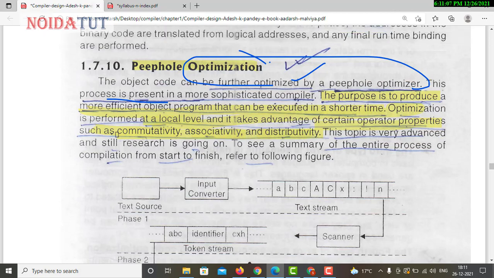Now, what is commutative, associative, and distributive? You remember these terms come from discrete mathematics. Just like we have a plus b, then it becomes ab, then ac. If ab equals cd, then ad equals ac. Somehow all these things come under commutative, associative and distributive. Fine. So further, what is peephole optimization? That means it is further processing, further optimizing the code.